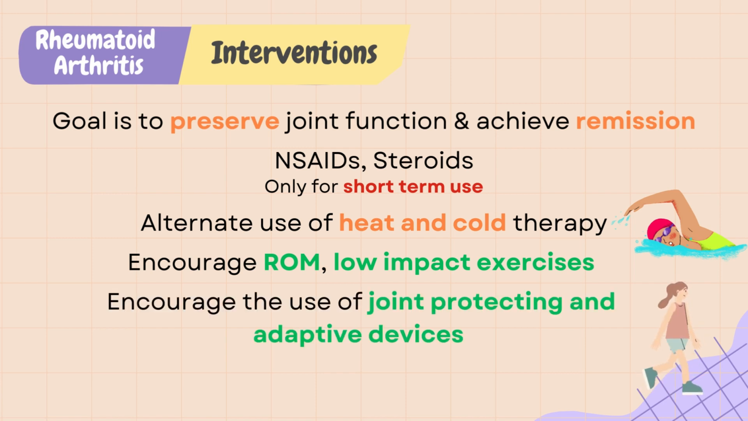Encourage the use of joint-protecting and adaptive devices, such as raised toilet seats, self-rising chairs, chairs with high, straight back, and splints may be applied during acute inflammation to prevent deformity. Identify safety hazards and prevent falls at home.